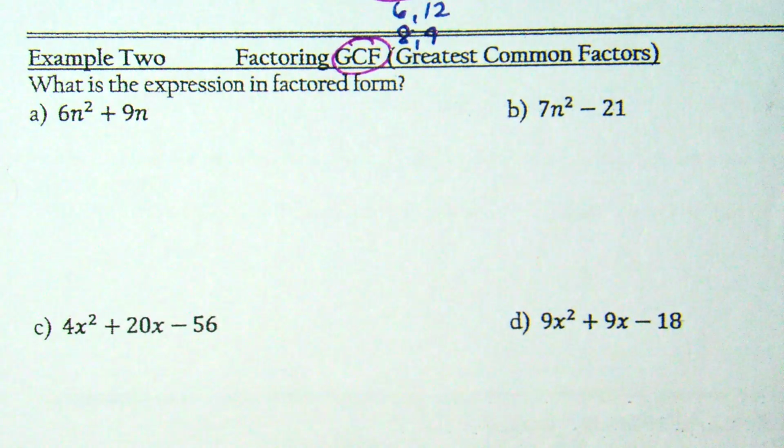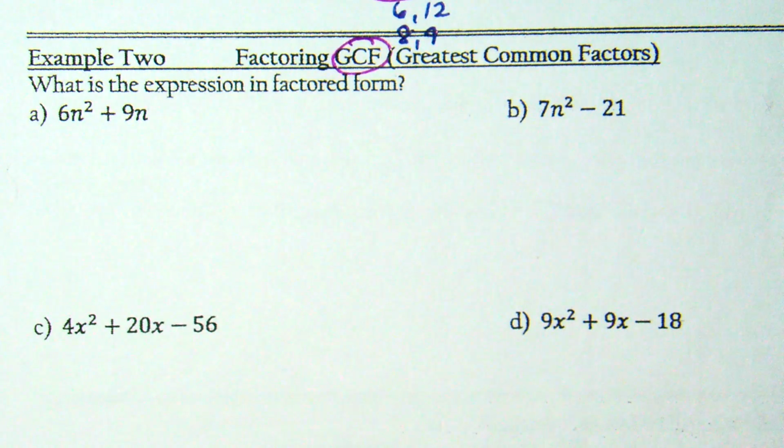Do both terms have an n in common, a variable in common? Okay, GCFs are numbers and variables. It's not just numbers.